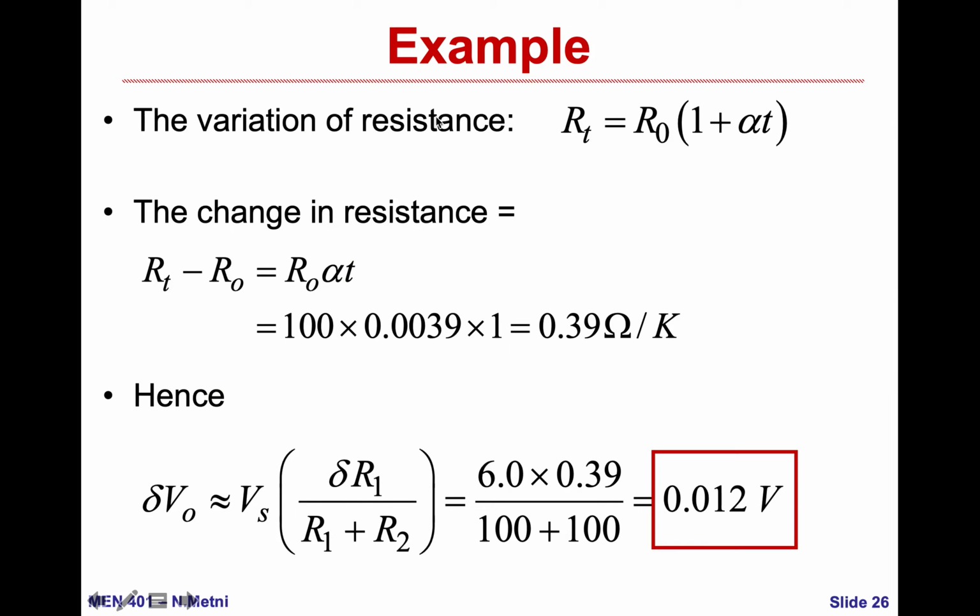So the RTD equation is given by RT minus R0 equal to R0 alpha T. So delta R here is equal to R0 alpha T. R0 is given, alpha sensitivity being given, so per degree change, delta R is 0.39 ohm per every degree Kelvin. Therefore, replacing delta R here and setting R1 equal to R2 and Vs equal to 6 as given, my output is 12 millivolt per degree.